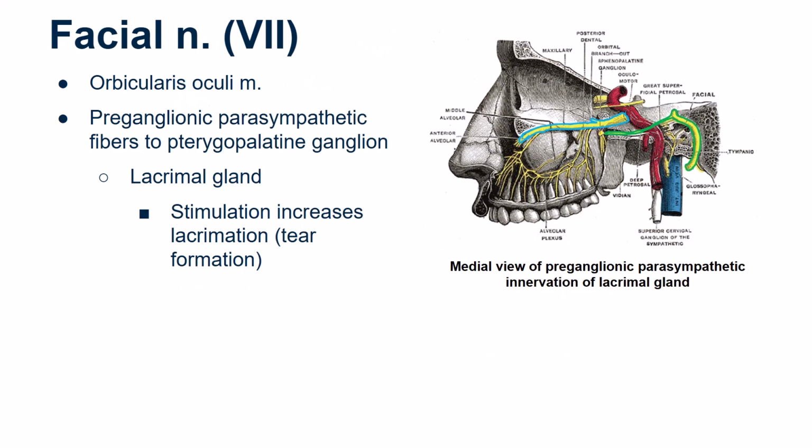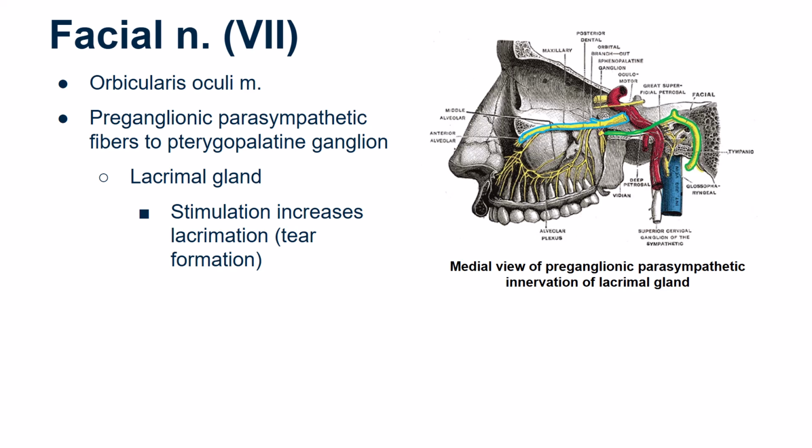The facial nerve, or cranial nerve 7, has many different responsibilities, including innervating all of the muscles of facial expression. It also innervates orbicularis oculi, which is going to control the palpebral fissure.